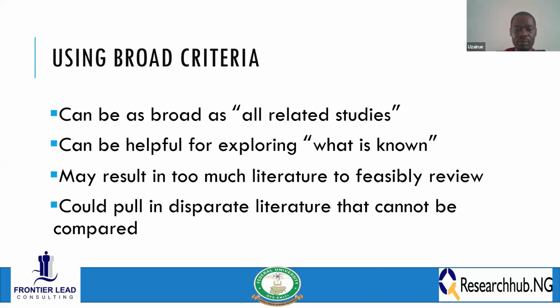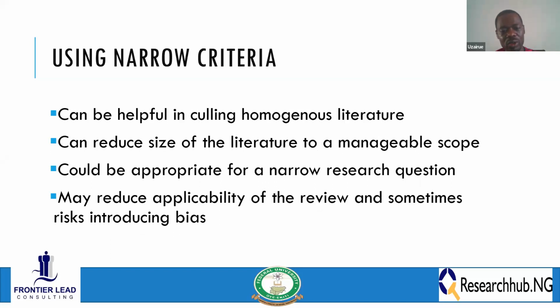Now, when you have a narrow criteria set, like I mentioned, you are likely to have homogeneous literature. You can have a reduced sample of literature to a manageable scope. Then it could also be appropriate for a narrow research question. But it may reduce the applicability of the review and sometimes risk introducing bias. That's what happens when it's too narrow too.